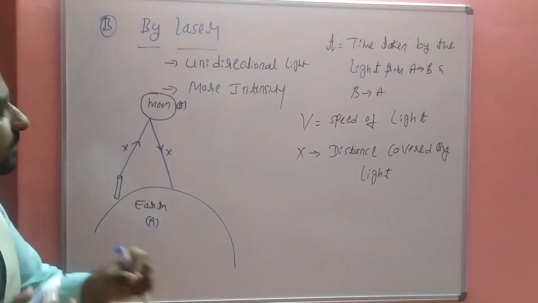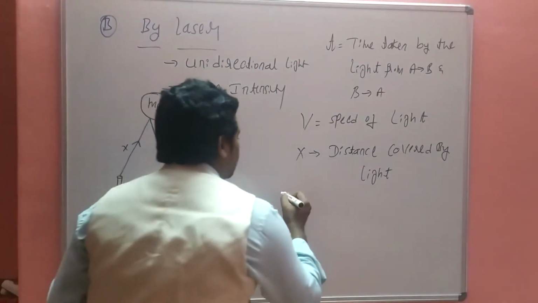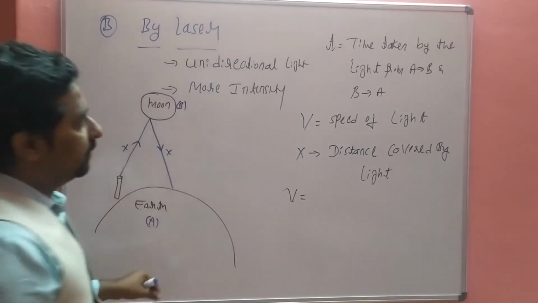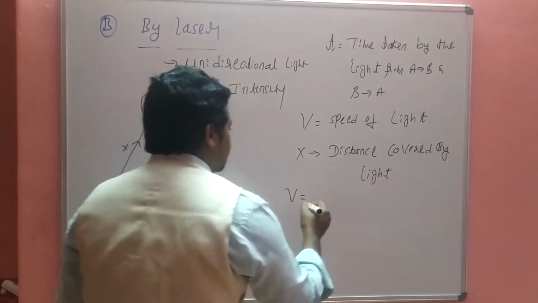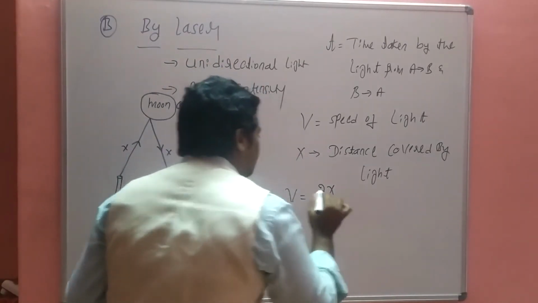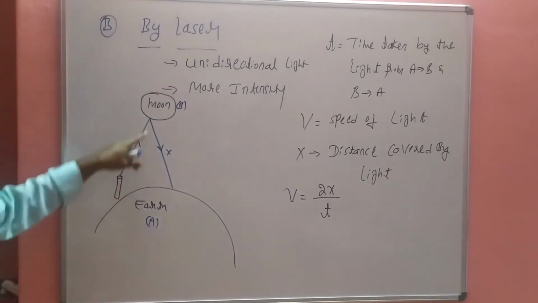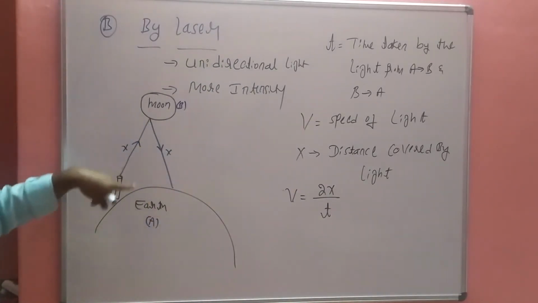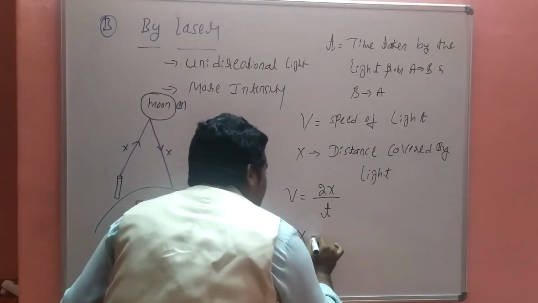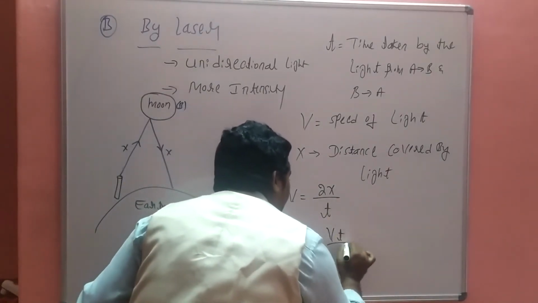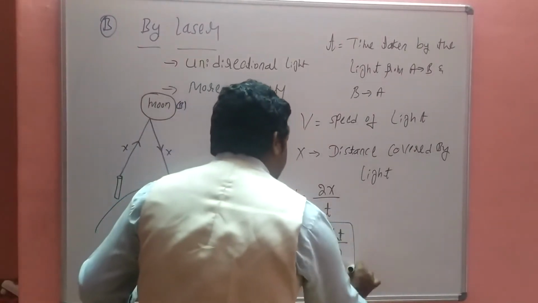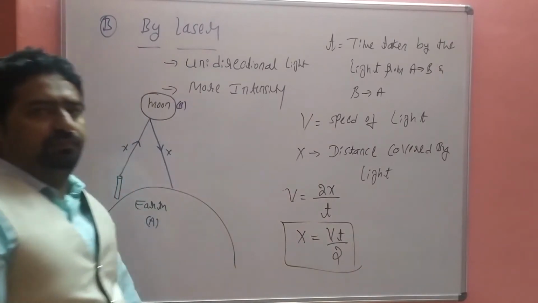So the concept remains the same. Speed, that is V, is equal to distance covered, how much? X plus X, that is 2x, divided by time T. So what is your name? Length. Length means X. So then X is equal to Vt divided by 2. Okay, so again it is the same formula, got it.